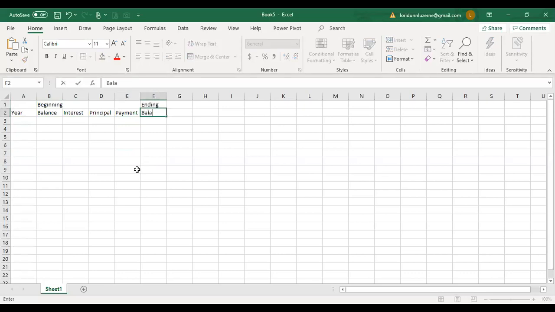And like I said, you can do this for any loan you have right now. So year one, beginning balance is 5,000.